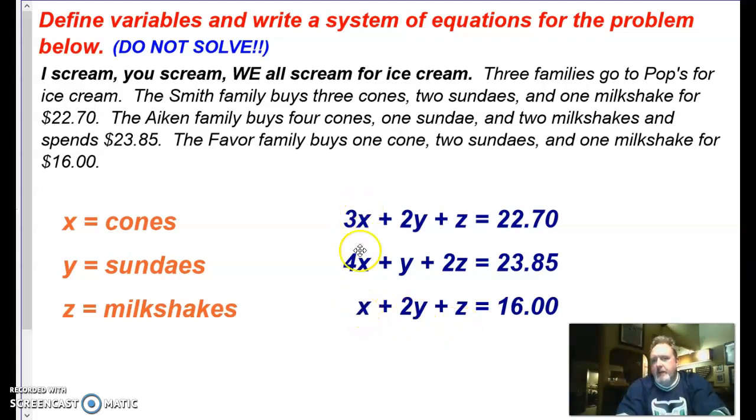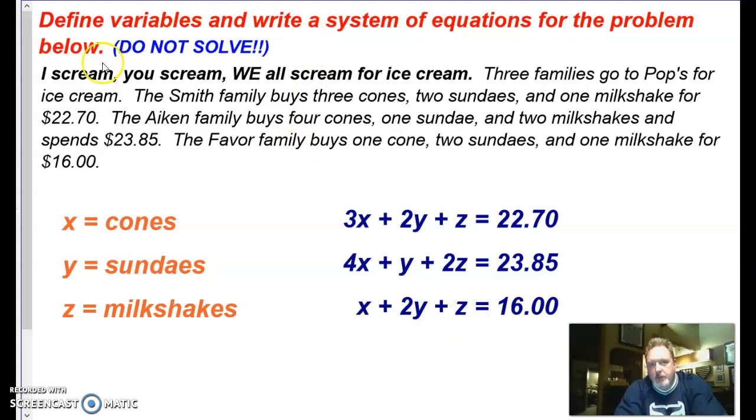Typically when you write these, you're going to want to try to line them up by variable. So in case there's one missing, for example, let's just say the Aiken family here didn't buy any sundaes, you want to leave a little gap there just so all your x's, y's, and z's line up. It just makes it easier for when you do have to solve.